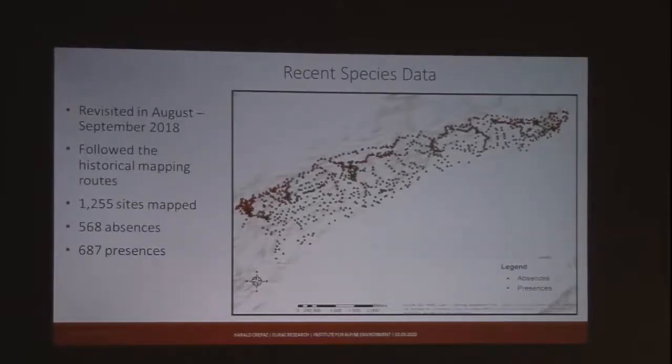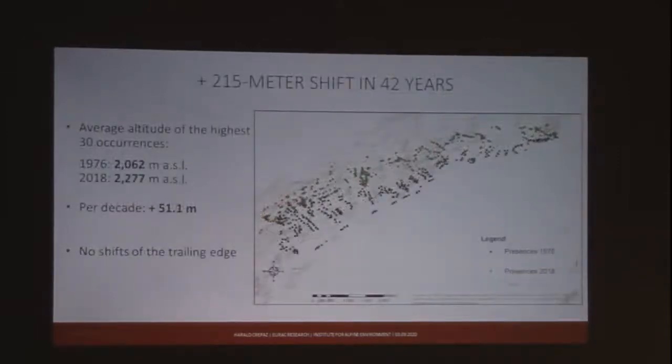This is already the point where we got the first results. We see here in black the historical occurrences, which have also been mapped in 2018. So we have lost nearly no sites. I just eliminated the others because it would be too complicated to understand. So we have the black sites, which have been found in 1976 and 2018, and the greens are the newly found sites in 2018.